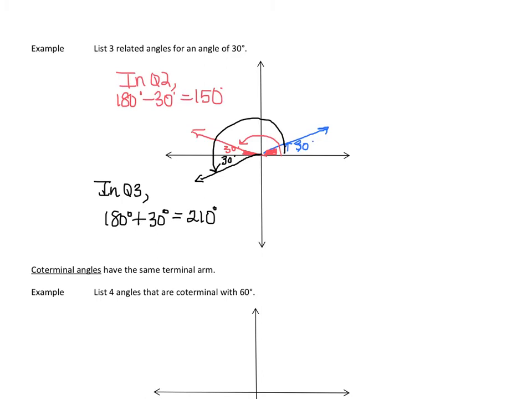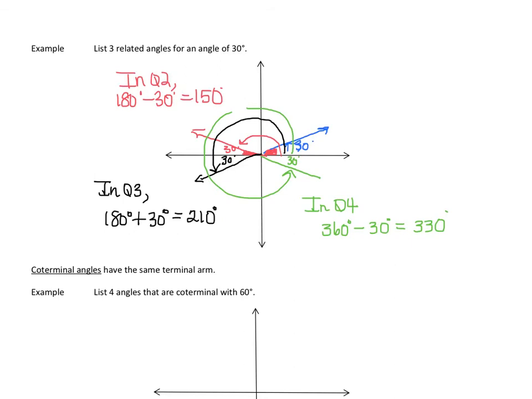Okay, and finally in quadrant 4, if I was to draw an angle of 30 degrees there as my reference angle, then the measure of this rotation angle would be found by subtracting 30 degrees from 360, because a full rotation would be 360 degrees. We are just 30 degrees shy of that, so the related angle in quadrant 4 would be 330 degrees.